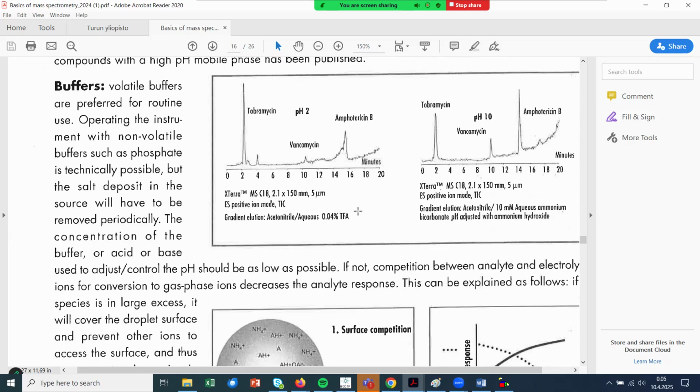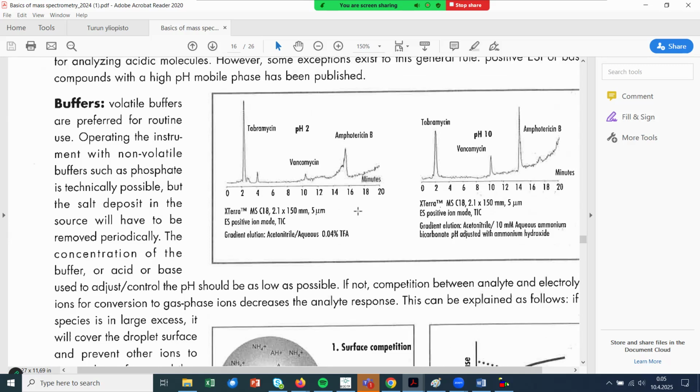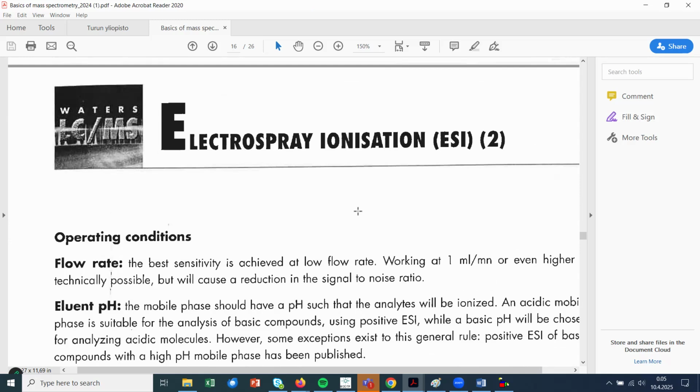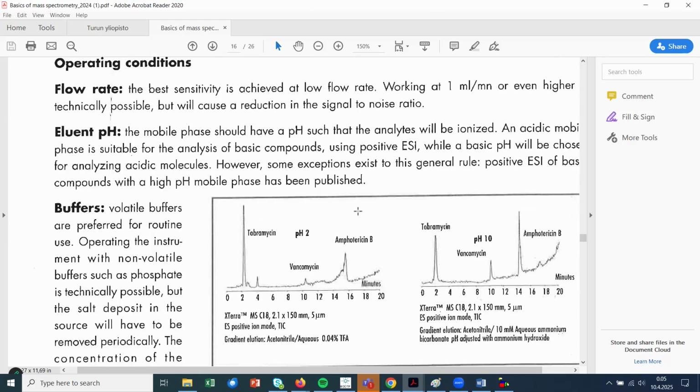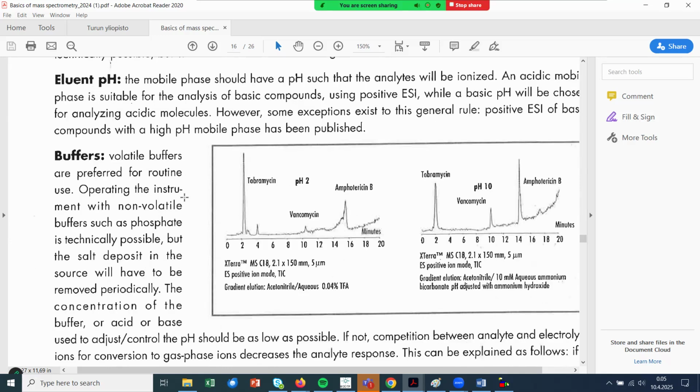Okay, when we are analyzing utilizing mass spectrometry, for example this electrospray ionization, it's quite sensitive to some buffers. Volatile buffers are okay for routine use, but non-volatile buffers such as phosphate buffer are not possible. So if you are using phosphate buffers in some liquid chromatographic work, they cannot be used if the mass spectrometer is the detector.